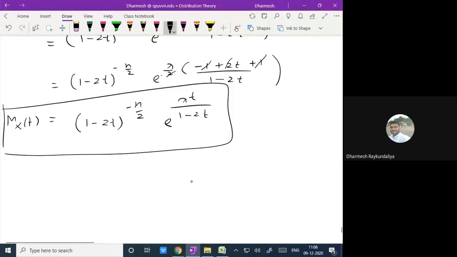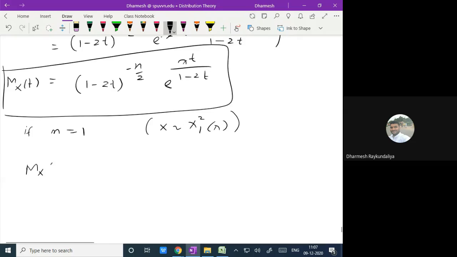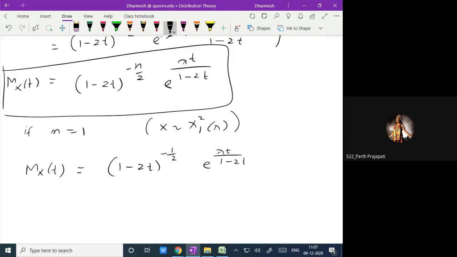So if n equal to 1, that means when x is a non-central chi-square with 1 degree of freedom and non-centrality parameter lambda, then the corresponding MGF is nothing but (1 - 2t) raised to, what is that, minus 1 half, e raised to lambda t upon (1 - 2t). Okay, so this is the case.